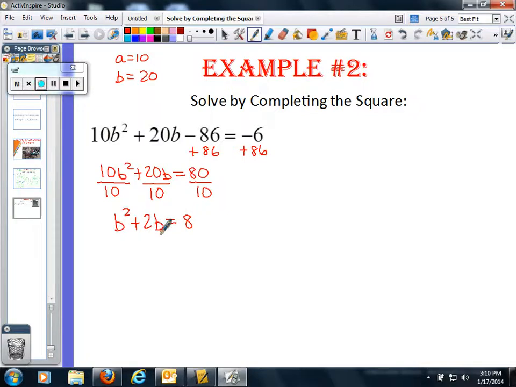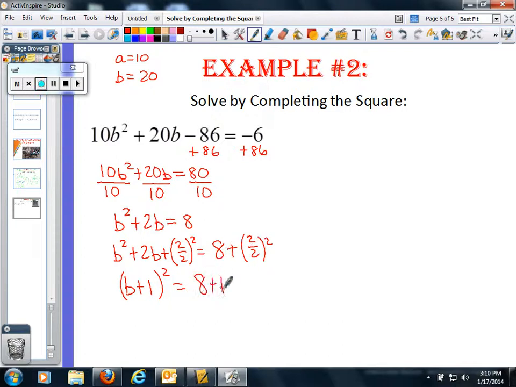Now I'm going to look at completing this square. So I'm going to do b squared plus 2b plus half of b squared. And remember, I added it to the left, which means I have to add it to the right. And this is 2 over 2 squared. So I'm going to factor the left side now, which is going to be b plus 2 over 2, so 2 over 2 is 1, squared, equals 8 plus 1 squared, which is 1. This gives me b plus 1 squared equals 9.